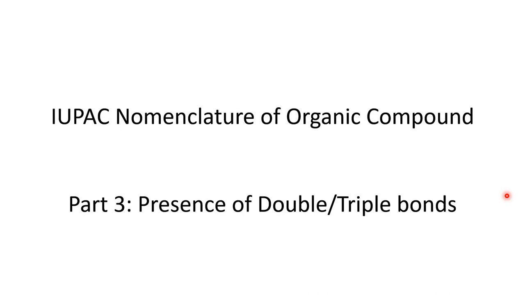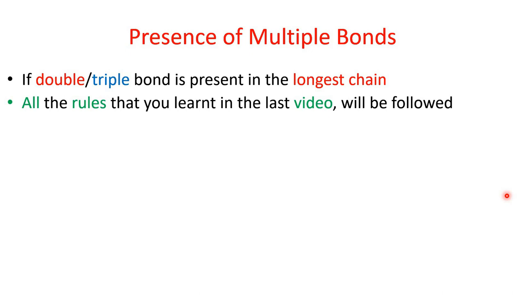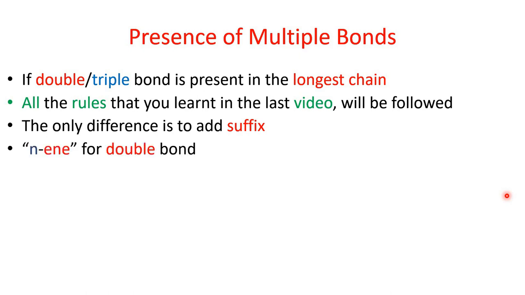Today we will be discussing the rules about unsaturation present in an organic compound. So let's begin. If a double or triple bond is present in the longest chain, then all the rules that you learned in my last videos will be followed. The only difference is to add the suffix "-ene" for a double bond. For example, this one is hept-2-ene because the double bond is present at carbon number 2 in this compound.